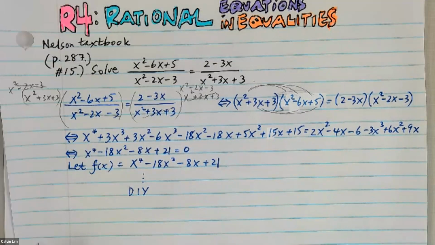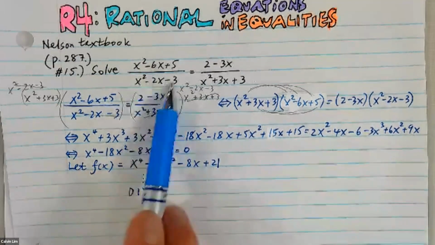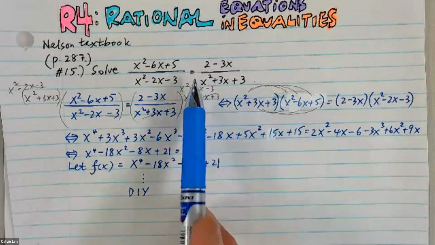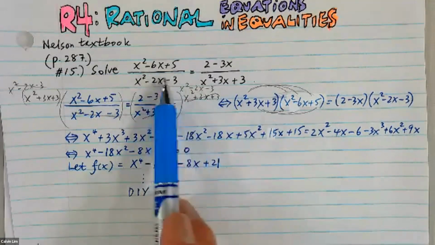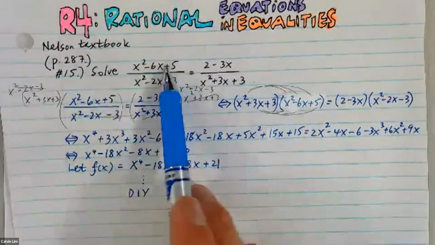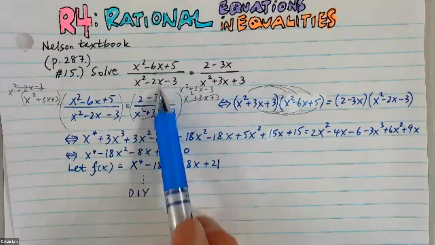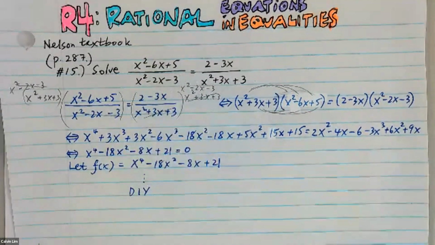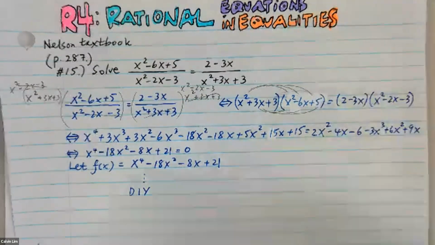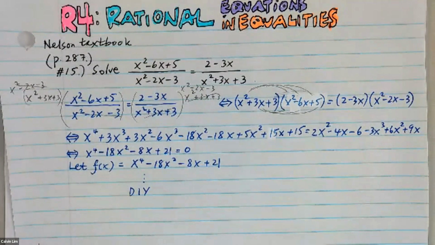Can't you also factor the initial polynomials? Yeah, you could, and then you could cancel, right? You could try to simplify this, but there are no common factors. So this one, I believe, does not have a rational solution.